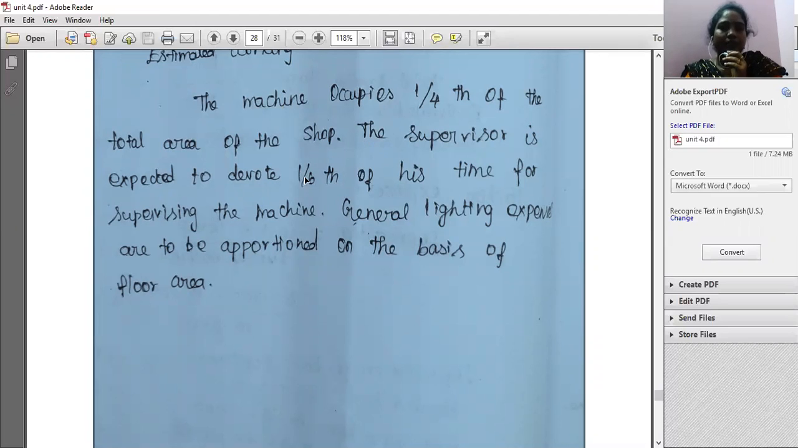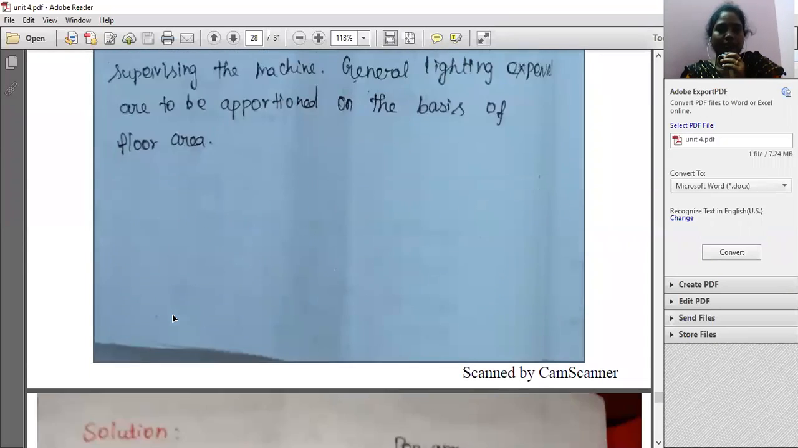The supervisor is expected to devote 1/6 of his time to supervising the machine. General lighting is apportioned on the basis of floor area. These are the information given in this problem.